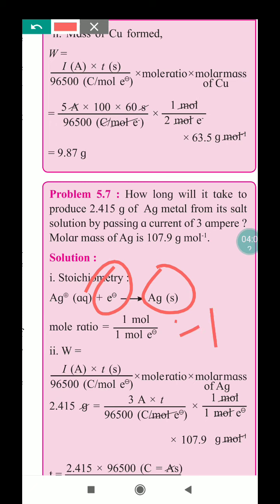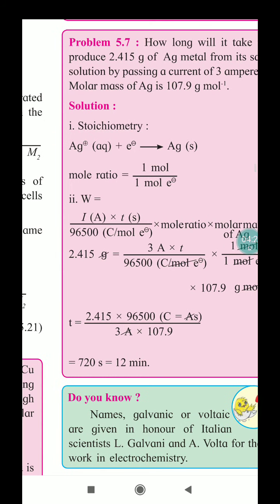Now again according to the formula, W is equal to I into T divided by 96500 multiplied by mole ratio multiplied by molar mass of silver. Here all the values are given, but the time is not given, so we have to calculate the value of T, time in seconds. By putting all these values we have T is equal to 720 seconds, or 12 minutes.